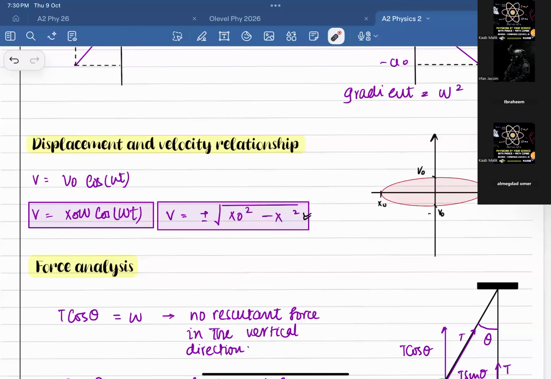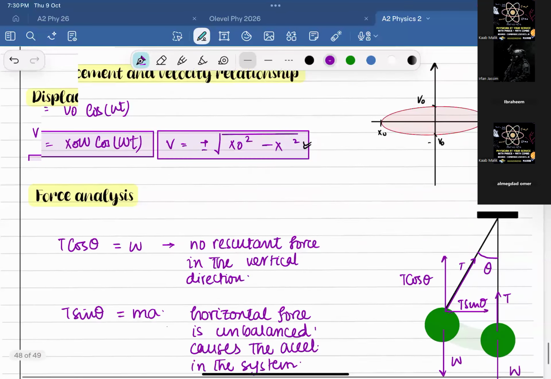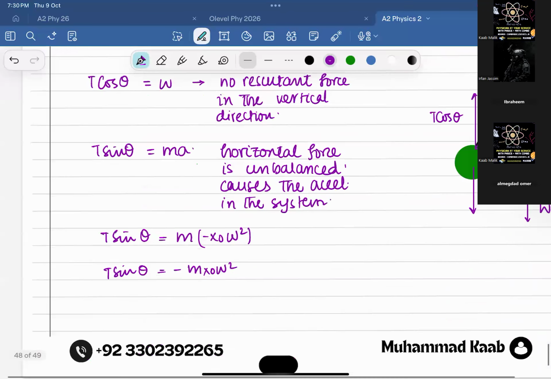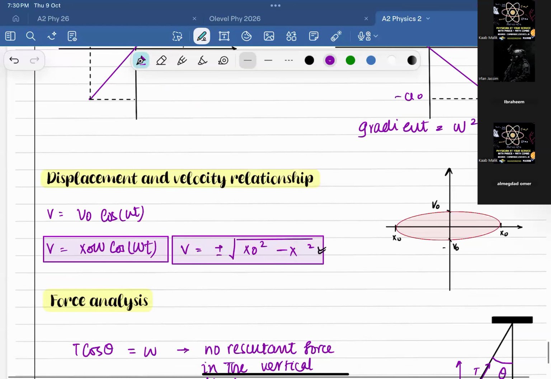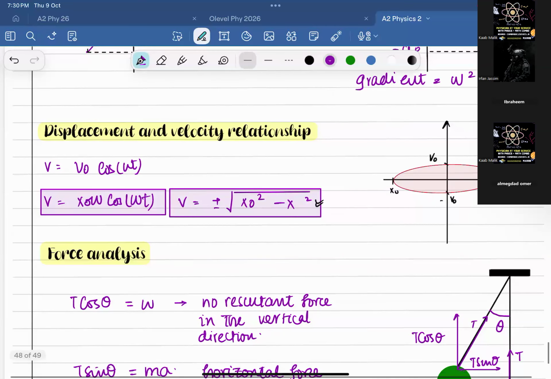I think I missed omega in this displacement. Yes. Okay, sorry, I missed the omega in this concept.